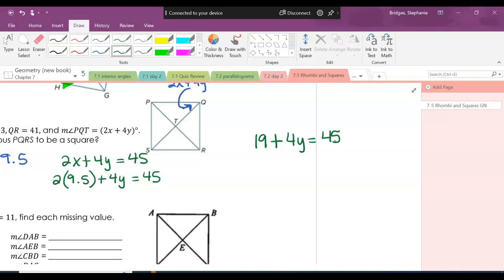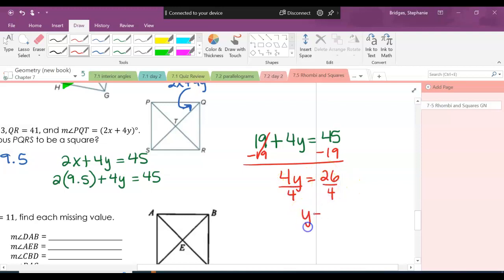What do I do first to solve this equation? Subtract 19. What's 45 minus 19? And then we divide both sides by 4. And so what is y? There you go. Anybody have any questions? A little bit complicated, but you've got to just take it one step at a time.